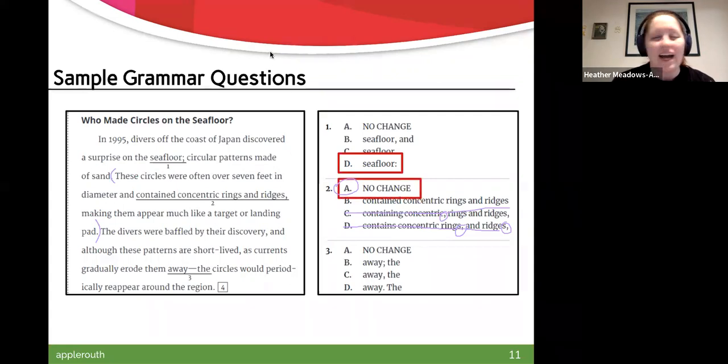Again, I know I'm going so fast. This is not meant to be a learning seminar. This is just meant to show you some processes, how you would work through some questions on the ACT.